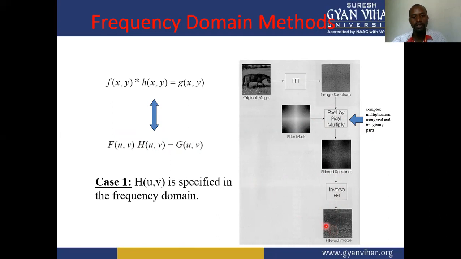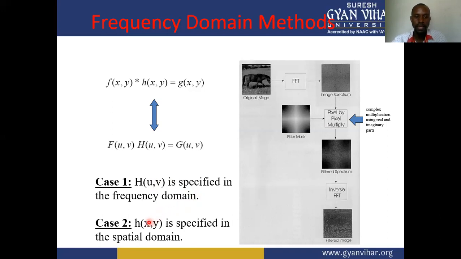Next, we are going to look at case one. In case one, we specify H(u, v), which is the transfer function, in the frequency domain. We're going to look at that. Then the second case is where H(x, y) is specified in the spatial domain. So H(u, v) is the transfer function in the frequency domain, and H(x, y) is the transfer function in the spatial domain. U, V here represent the frequencies. X, Y here represent the coordinates.